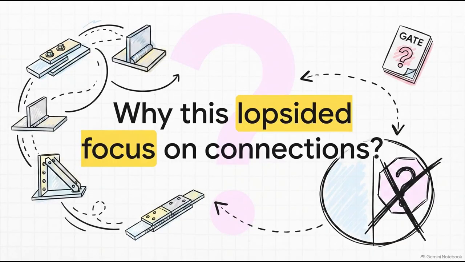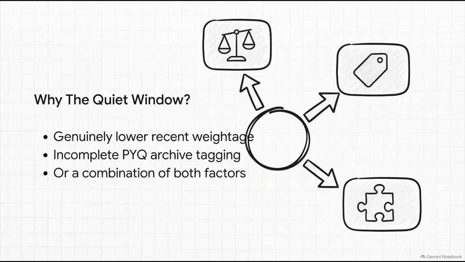So, what does this all mean? Why this incredibly lopsided focus on connections? I mean, why is the exam seemingly ignoring half of the syllabus right now? Well, the reality is we don't know for absolute certainty. There are a few possibilities here. First, this silence could represent a genuinely lower recent weightage for those other topics by the actual exam setters. Maybe the examiners are just temporarily favoring connections because, let's be honest, they're easier to formulate into tricky, rigorous 2-mark numericals that perfectly test those specific code provisions.